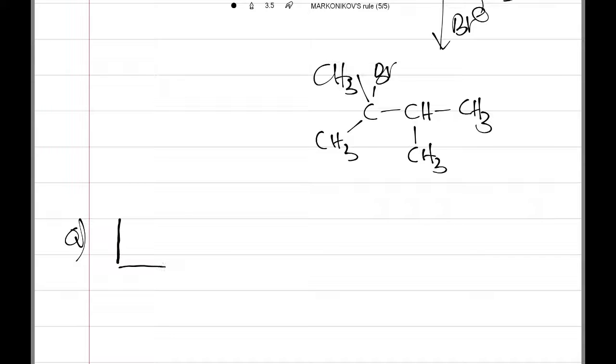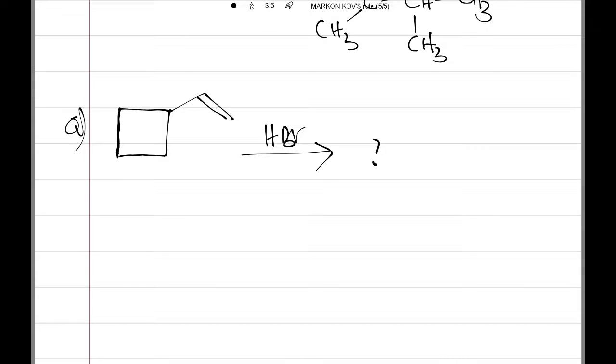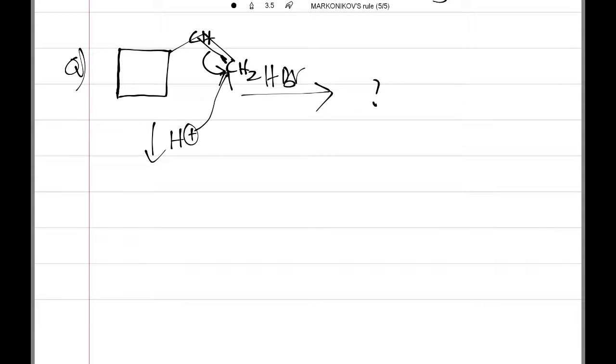So this one is attached like this way. If I react this with HBr, what is the product of the reaction? We will see. In the very first step, what happens? H plus is attached to the side of the double bond with more hydrogens. Here we have CH2, and here we have only CH. Now H plus is attached to this carbon, the electrons shift like this, and the other carbon gets the positive charge.